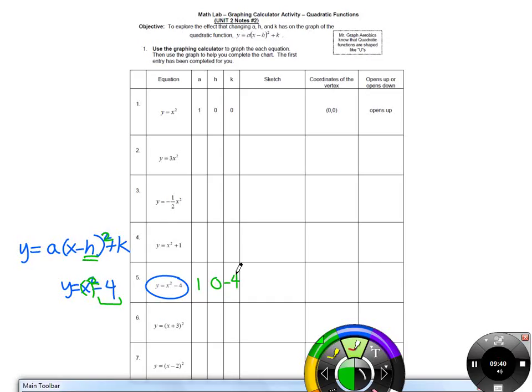I type this into the calculator. I can get a sketch. Okay. I would say that the vertex is at wherever it appears to be when I see the sketch in the calculator, and it opens whatever I see when I see the sketch in the calculator. Is that more clear for everybody?